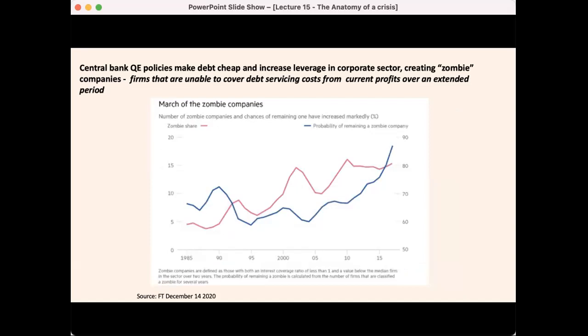And what we must take into account, and this is an article from December 2020 in the Financial Times, is that central banks' QE policies over COVID have made debt cheap, and it's increased borrowing by the corporate sector.